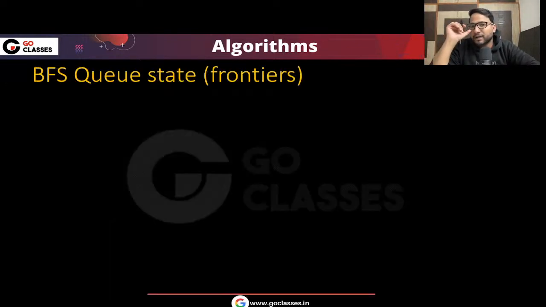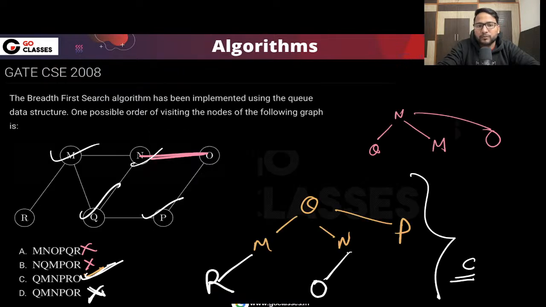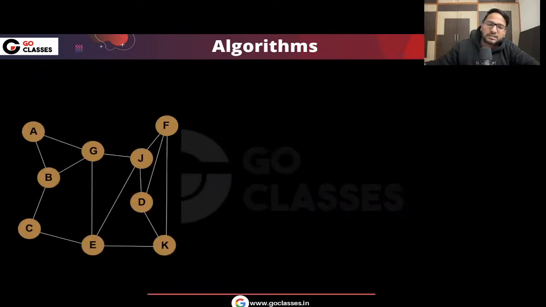Now let's see one interesting thing, which is called BFS queue state, or the frontiers. Let me quickly discuss this, and then we will come to the point of why BFS can be used as a shortest path algorithm. Here let me discuss one thing, which is the frontiers. What do I mean by that?